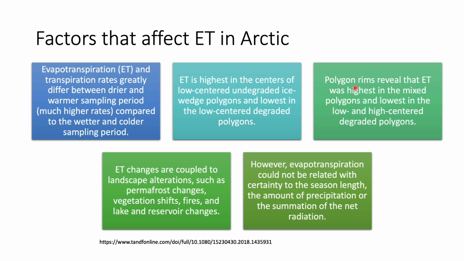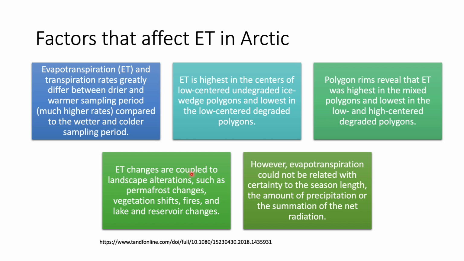Then again, we can also say that the polygon rims reveal that evapotranspiration was highest in the mixed polygons and lowest in the low and high centered degraded polygons. If the thickness of the water layer is very low, that means sunlight actually reaches the soil very quickly. So sunlight can heat it very quickly there, so the albedo is going to be much less. In other words, it is going to get heated up very quickly. When it heats up very quickly, what does it mean? It will actually lead to more evaporation. So that is what is given here. Evapotranspiration is going to be very high.